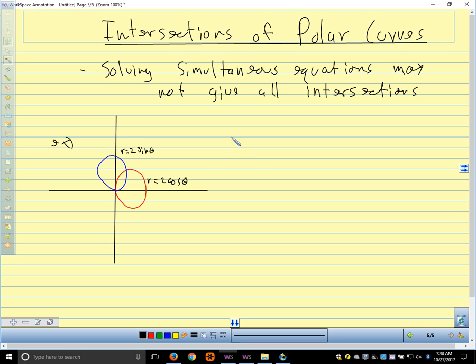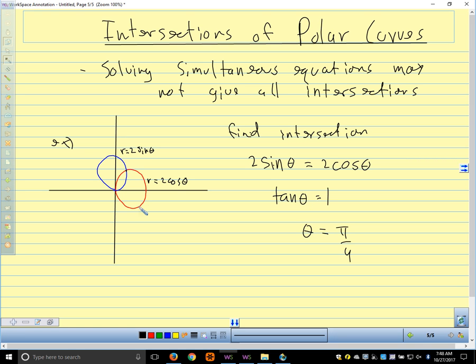So we find the intersection by saying 2 sine theta equals 2 cosine theta. That's how we would normally find where two curves intersect. To solve this, I would divide by 2, and I would divide by cosine theta. I would get tangent theta equals 1. And that tells me that theta equals pi over 4. So here they intersect at theta equals pi over 4.